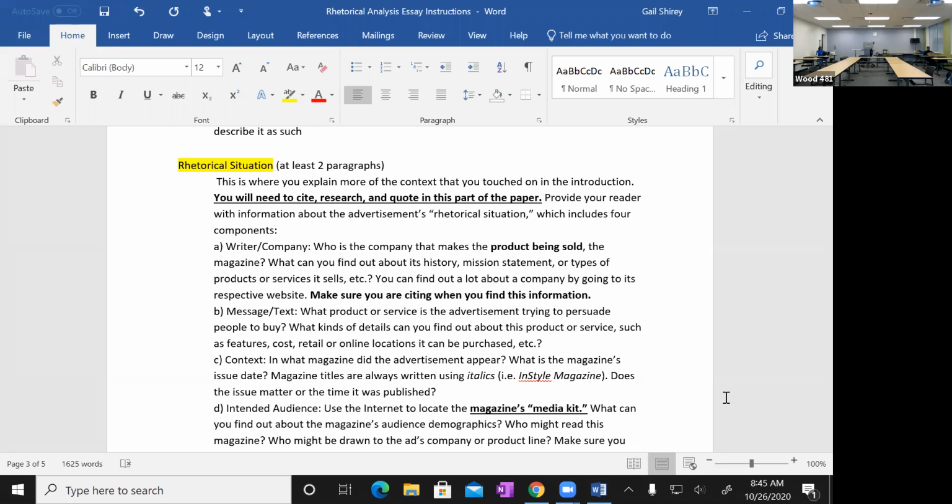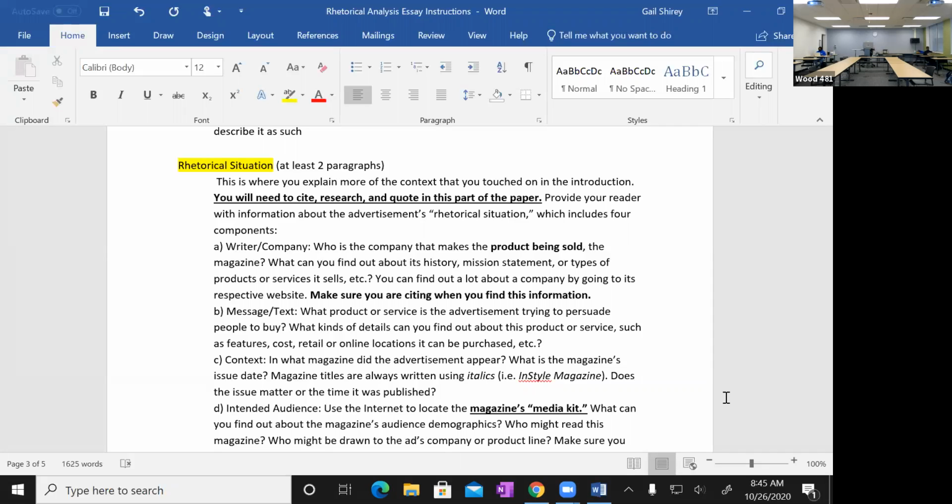And sometimes you might want to address who's the one that makes the magazine as well. What can you find about the history of the product, the history of the company? Do they have a mission statement? Are there other types of products? Okay. What product or service is it trying to persuade people to buy? What kind of details can you find about it? Where is it sold? How much is it sold for? What kinds of colors does it come in? And then the context is the magazine that it appears in.